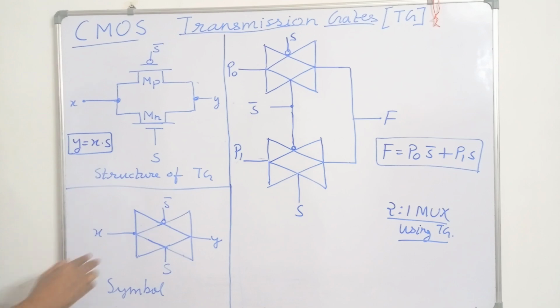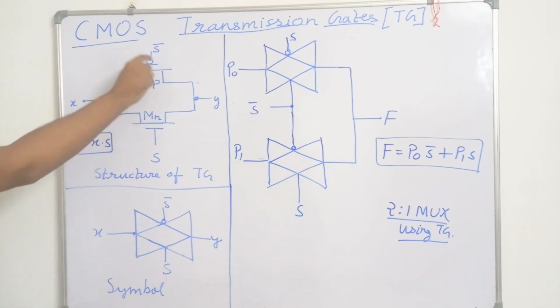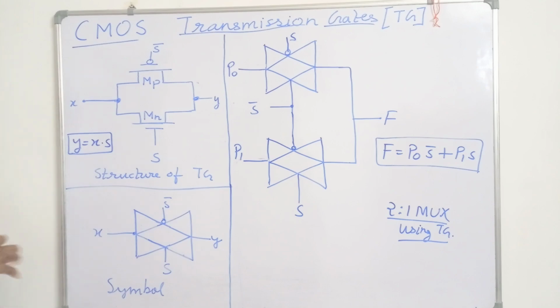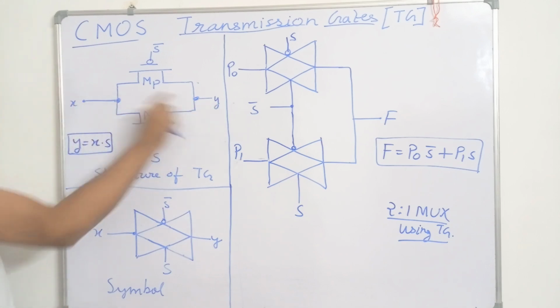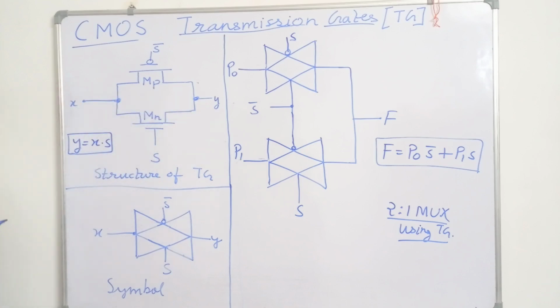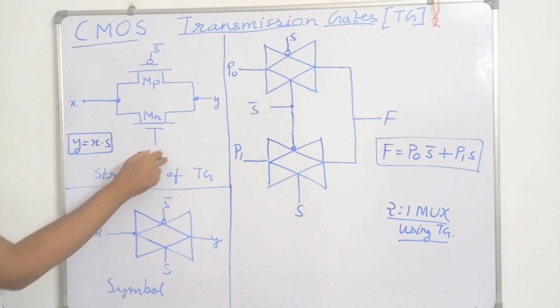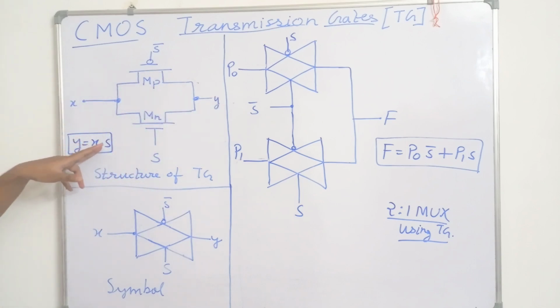But when S equal to 1, then this NMOS will be on and S bar will be equal to 0, so this PMOS will also be on. In that case, both the FETs are on. So the transmission gate will provide a conducting path between the input X and the output Y. In this way we can say that when S is equal to 1, then Y is equal to X. So we have got the equation Y equal to X dot S. So this is the working of the transmission gate.